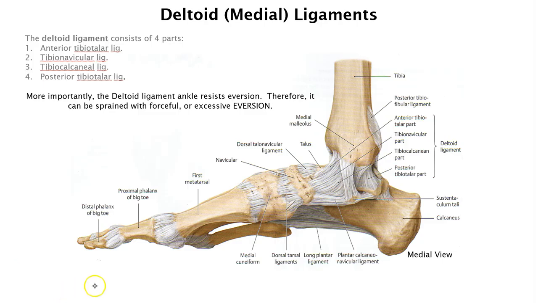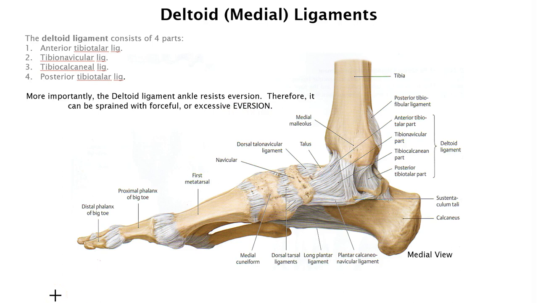The ankle complex relies on a robust network of ligaments to help support the three joints that make up this complex. Medially connecting the tibia to the navicular, the talus, and the calcaneus is the deltoid ligaments. There are four named ligaments that you do not need to know. However, you do need to know and appreciate that the deltoid ligament resists ankle eversion.